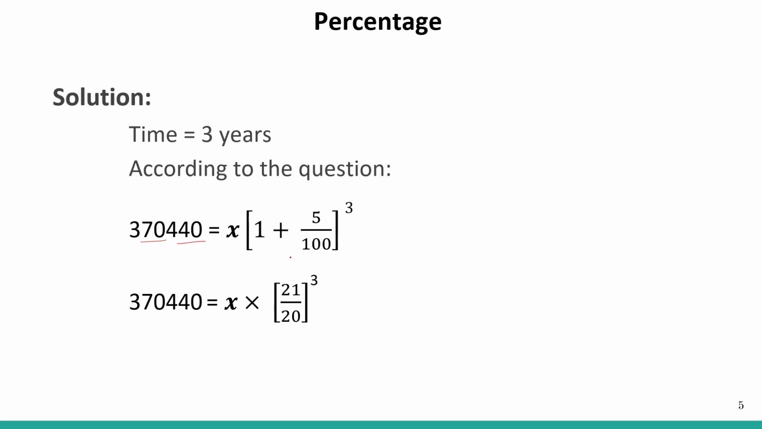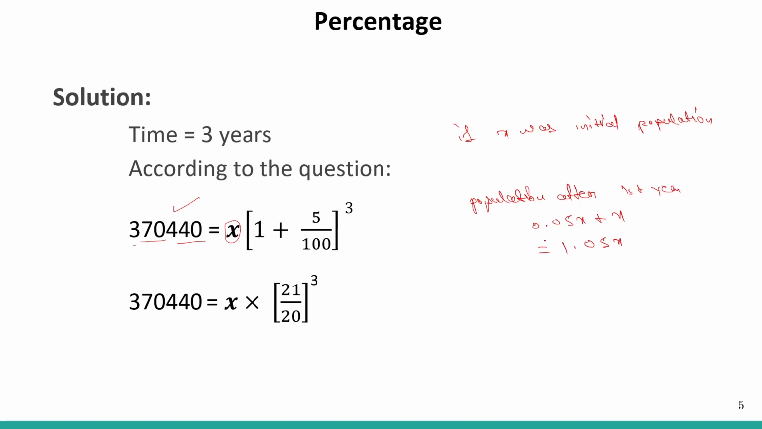Why is this so? If 3 years ago the population was X, the initial population, then X into (1 plus 5 by 100) whole power 3 will be 3,70,440. Because the population after the first year will be 0.05 X plus X, which is equal to 1.05 X.